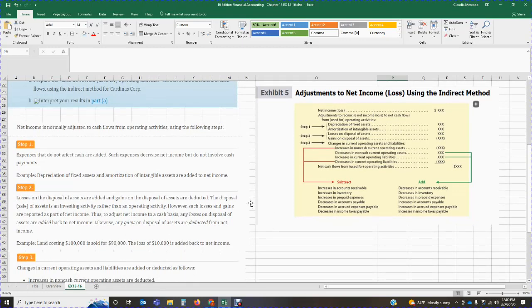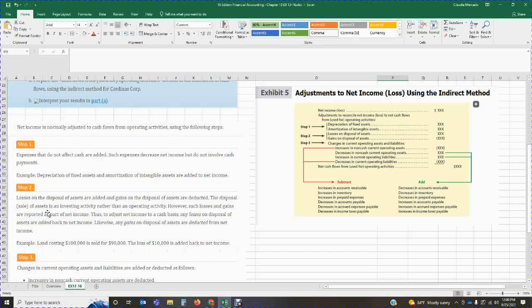We need to remember that the disposal, the sale of assets, is an investing activity. So that information is shown later on in the statement of cash flows, in the investing activities rather than the operating activities section. However, such losses and gains are reported as part of net income. So we want to make an adjustment to adjust net income to a cash basis. Any losses on the disposal of the assets are added back to the net income. The same thing is happening: gains on the disposal of assets are deducted from net income.